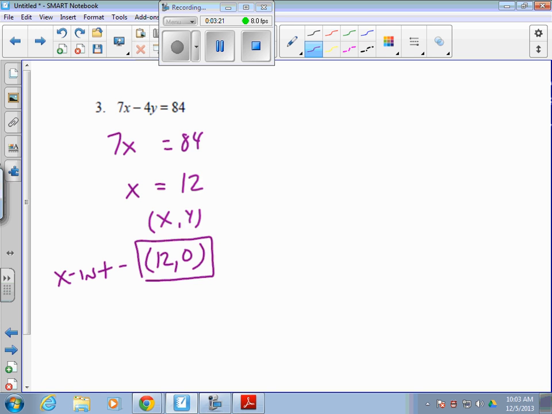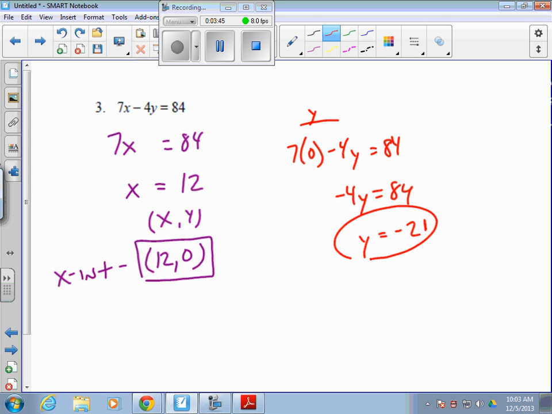In order to find the y-intercept, you plug in 0 for x. So 7 times 0 minus 4y equals 84. Negative 4y equals 84. Divide by negative 4 on both sides. Negative 4 goes into 8 negative 2 times, and it goes into itself 1 time. So y equals negative 21. So written as an ordered pair, x comma y again, your y-intercept is 0, negative 21.